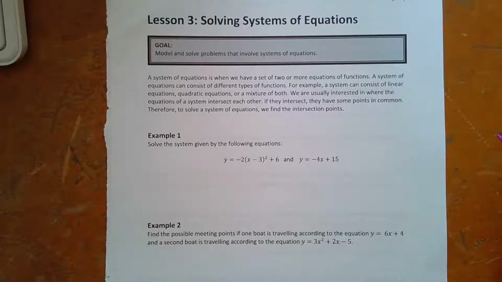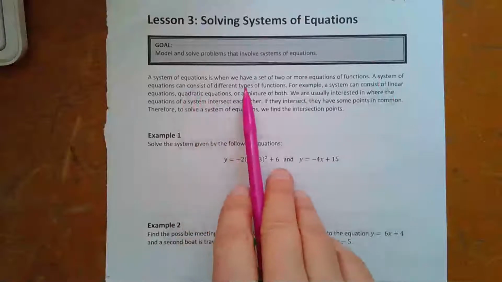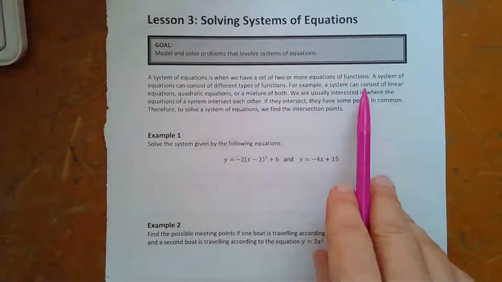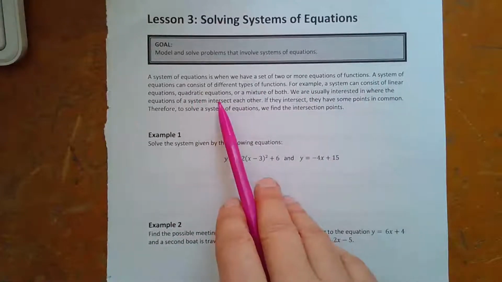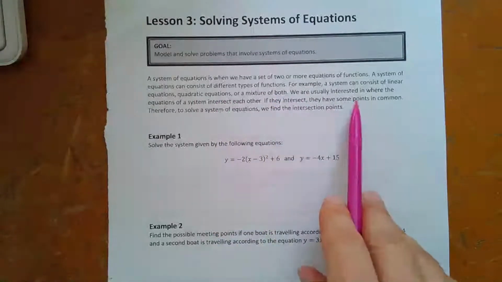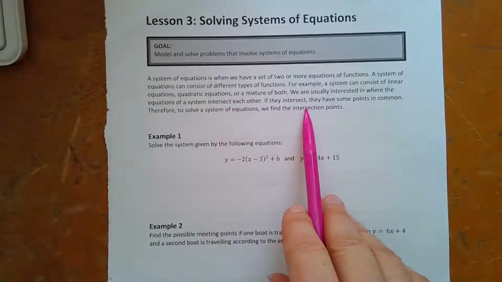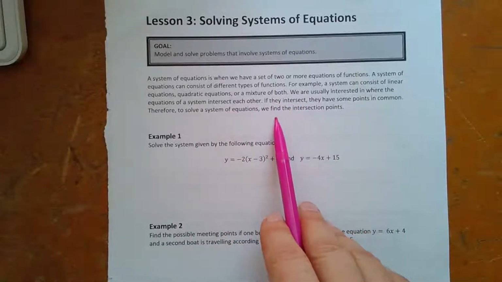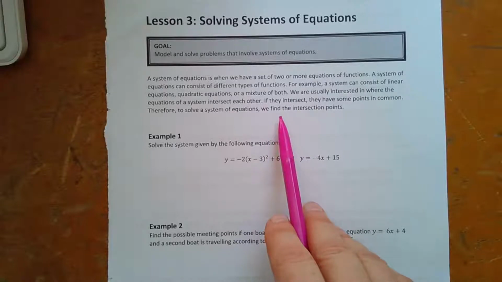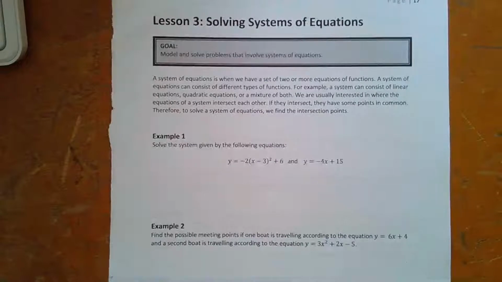But the techniques that we've used are going to be the same techniques that we use in lesson 3 to find intersection points. So a system of equations can consist of different types of functions. For example, a system can consist of linear equations or quadratic equations. We are interested in where the equations of a system intersect each other. If they intersect, they have some points in common. Therefore, to solve a system of equations, we find the intersection points. Now, we've already done that, and I'm just going to highlight that again.